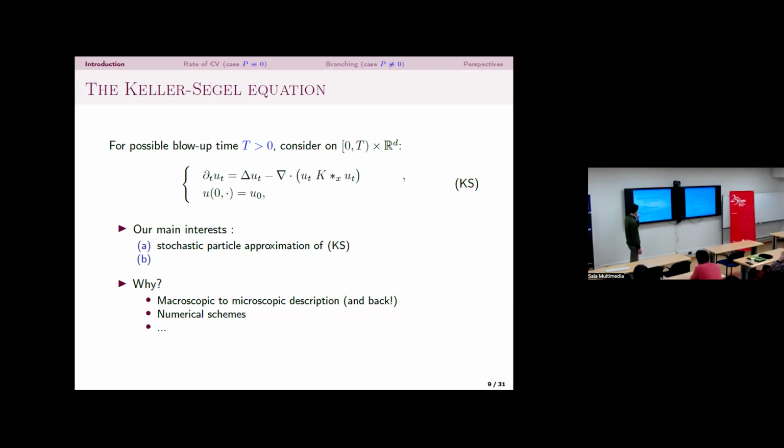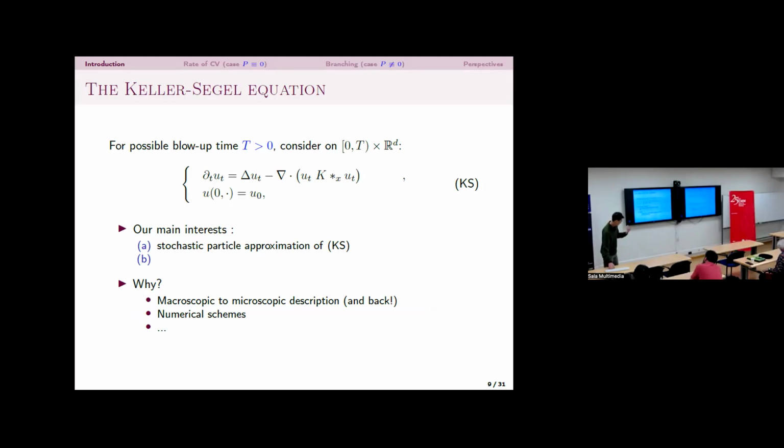Okay, so what we'll be interested in, related to this equation, is to have an approximation of the PDE by a system of stochastic particles in interaction. Okay, so somehow I want a microscopic description of this phenomenon. Then I want to consider the empirical measure of this particle system, and I want to prove that it converges to the PDE. There are several works on this topic already. I will try to explain.